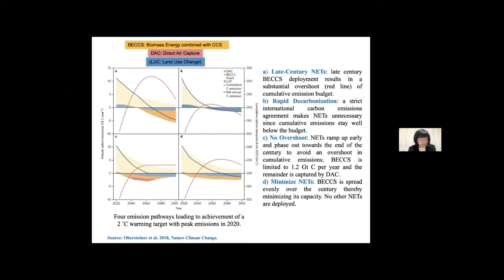I have to remind you to remember this one because I will use this term a lot. And the red color is DAC, direct air capture. Both are important negative emission technologies.